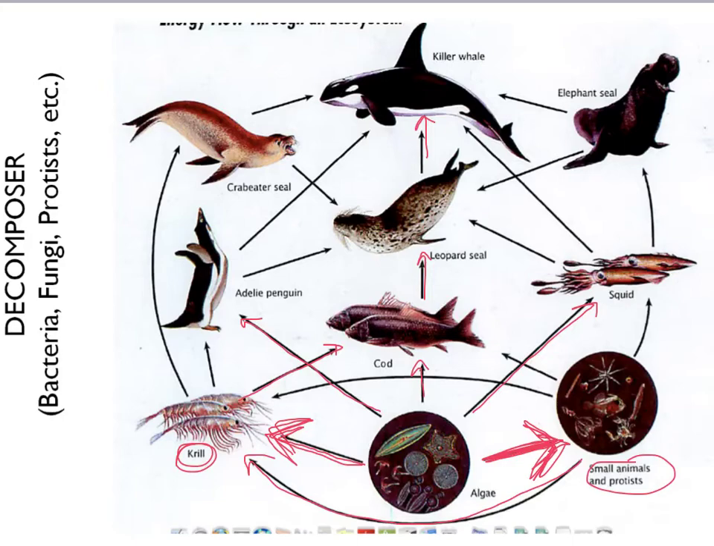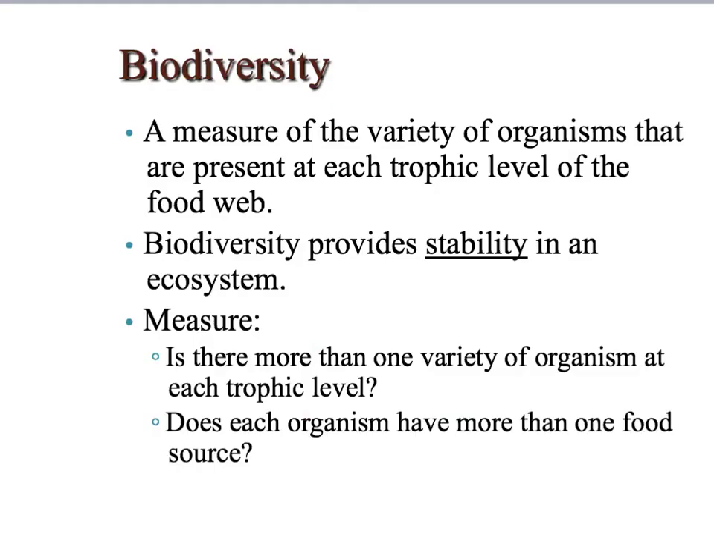Now I want to switch gears a little bit and talk about biodiversity. To complete this page of notes, let's get a definition for biodiversity. So biodiversity is kind of a measurement of all of the different organisms that are there in a food web at each trophic level. So you would just kind of count the organisms up.